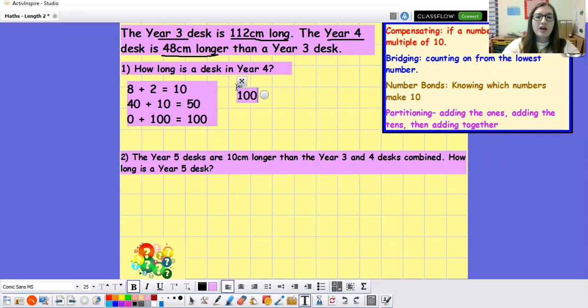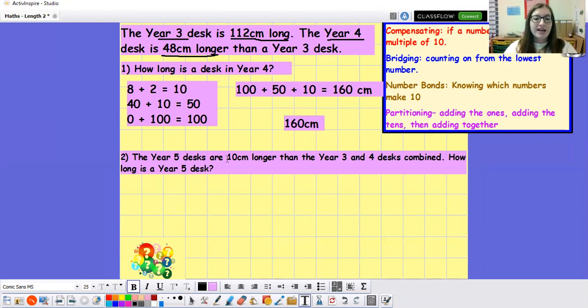So now I've got to do 100, add 50, add 10. So I know that 100 add 50 is 150, add 10 is 160. But we're not done yet because it's 160 centimetres. So a desk in year 4 is 160 centimetres. So now let's have a look at question 2.